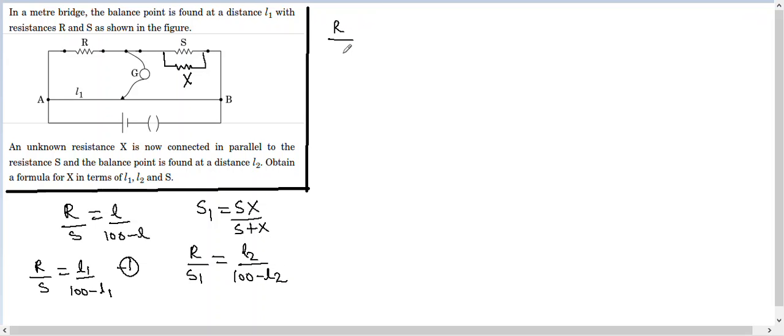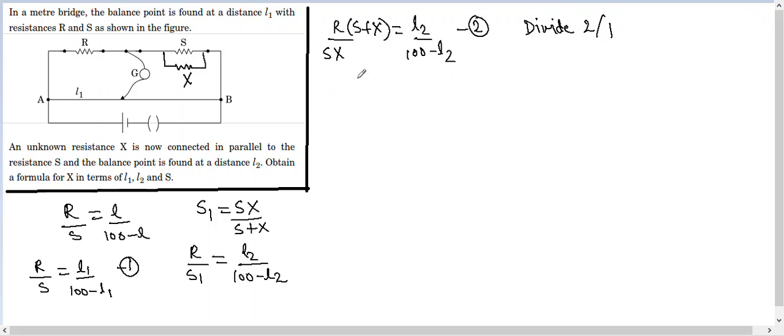So R upon Sx, so the denominator will go up, S plus X is equal to L2 upon 100 minus L2. Okay, so let's just name this as equation 2. So now what we are supposed to do is that we are going to divide equation 2 by equation 1.